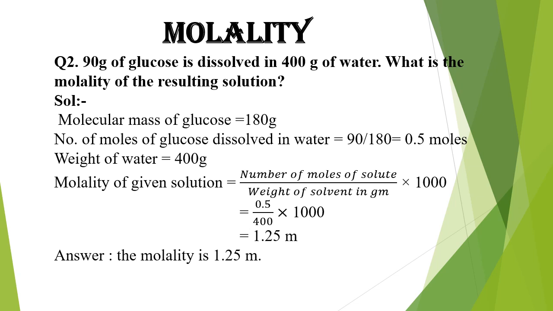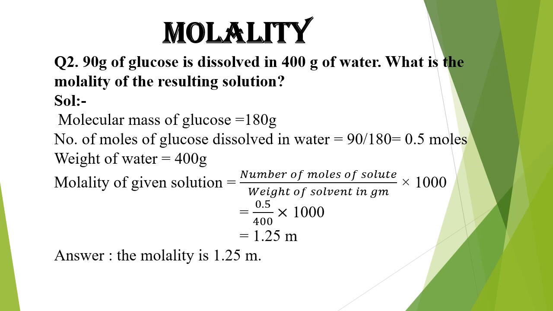So here we have given 90 gram of glucose and its molecular mass is 180. So the number of moles of glucose is found to be 90 divided by 180, that is equal to 0.5 moles, and the weight of water is 400 gram. The molality of the solution is equal to the number of moles divided by the weight of solvent in gram, that is 0.5 divided by 400 multiplied by 1000, so that we convert gram into kg, and after calculation we get 1.25 m.